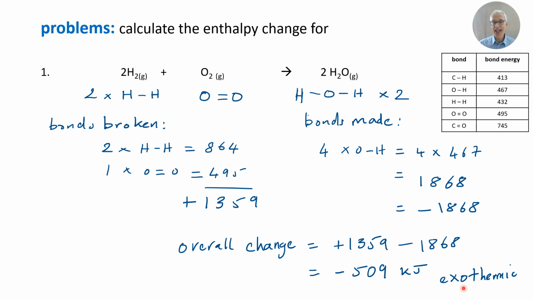This, of course, is exothermic because it has a negative sign. More energy was released on making the bonds in the product than was absorbed in breaking the bonds in the reactants.